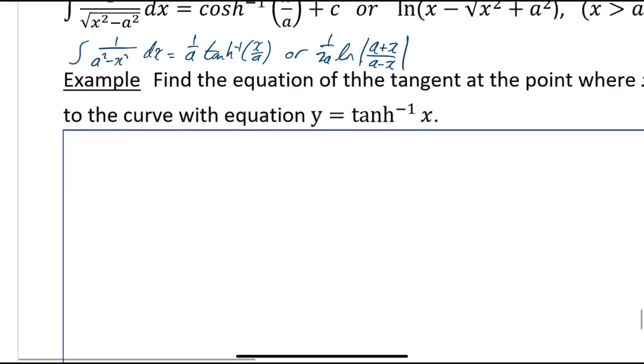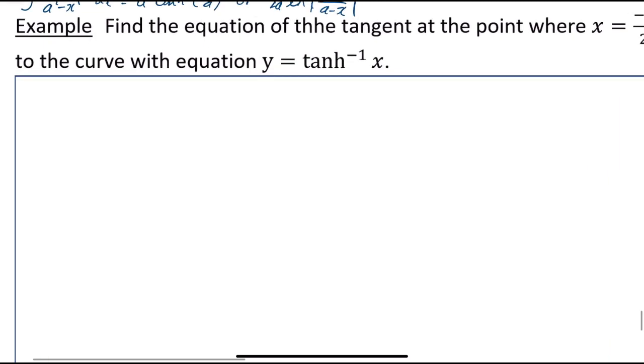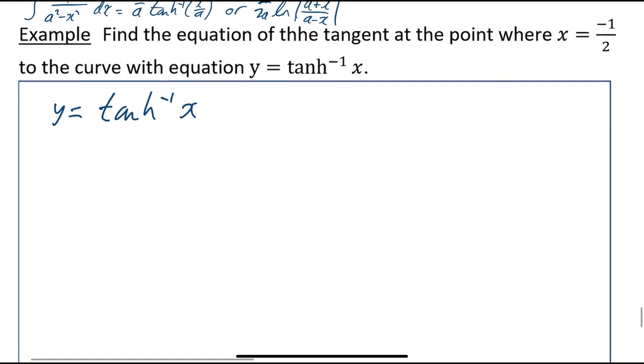Okay, it says find the equation of the tangent at the point where x is equal to minus a half to the curve with equation y equals inverse hyperbolic tan of x. So we're going to use these identities that we've been given here in the last few pages where we need to. Let's just write down what we've got here. We've got y is equal to inverse hyperbolic tan of x, and we want to find the equation of the tangent at the point where x is equal to minus a half.